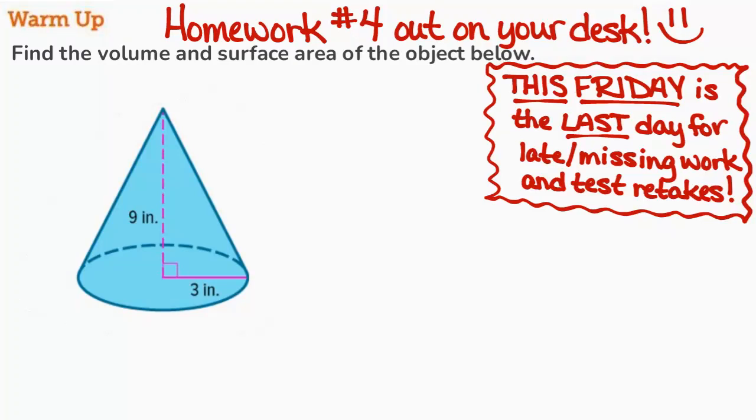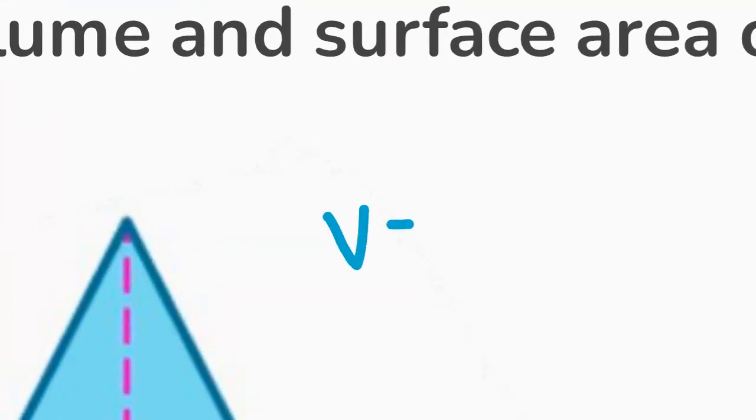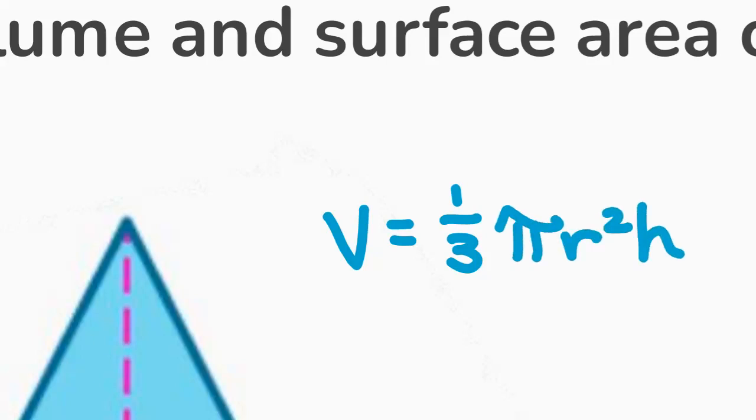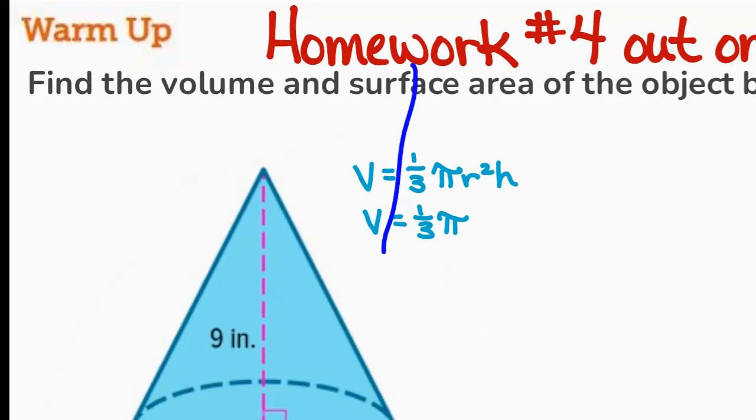All right, let's do volume and surface area for the warm-up today. Volume for a cone, 1/3 pi r squared times the height. What are we putting in for the radius? 3.